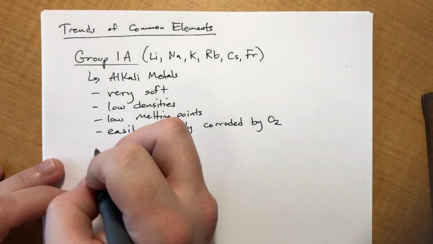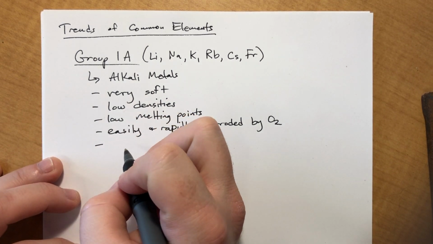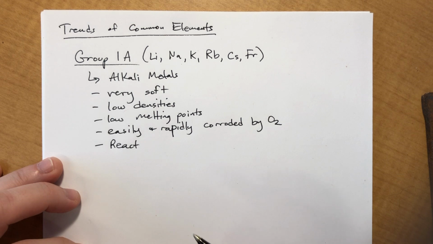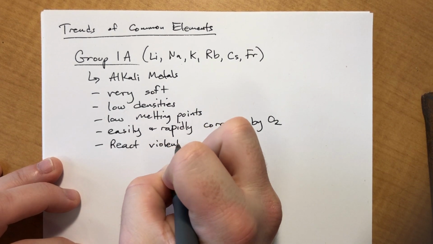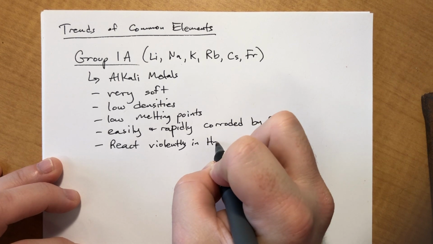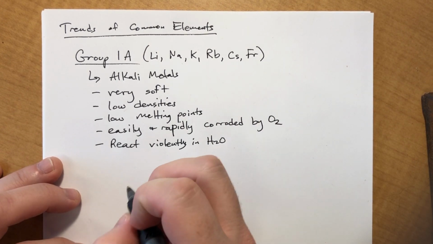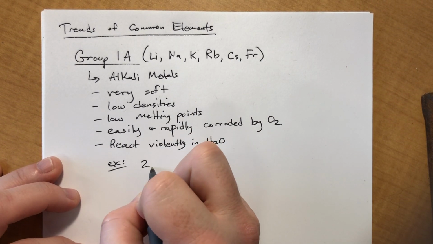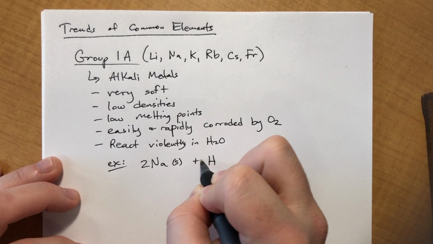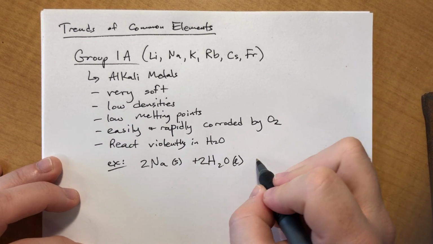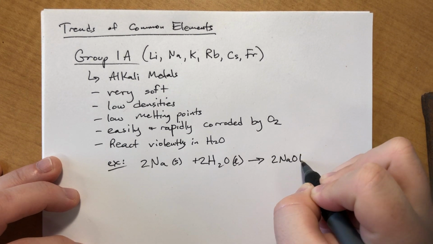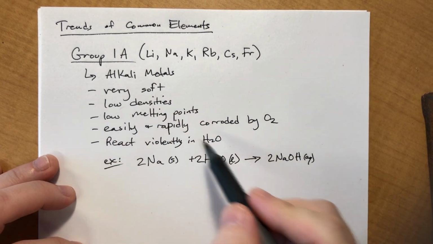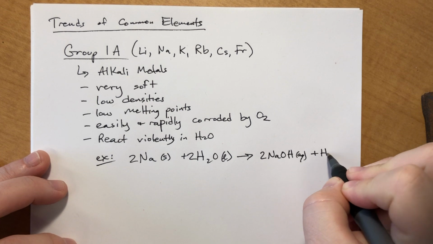They also react violently with water. I'll see if I can post some videos of examples of these things exploding in water. Essentially, let's look at sodium, the stereotypical example. You take solid sodium and react it with water, balancing as I go here, and it forms sodium hydroxide, which means the solution you form at the end is very basic, alkaline, which is where that term comes from. But it also produces hydrogen gas.